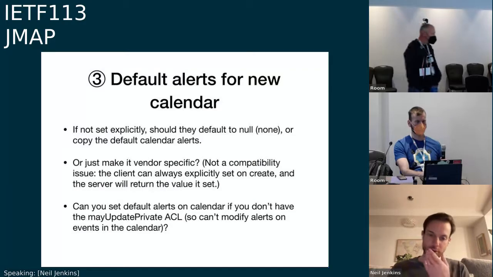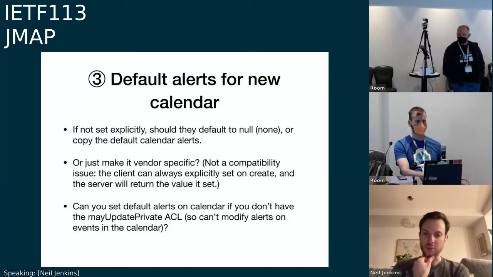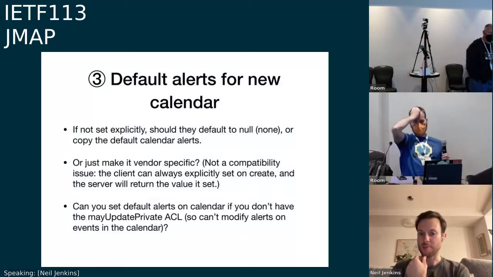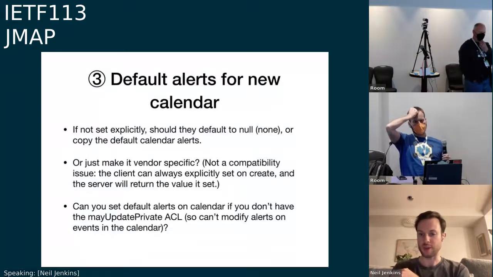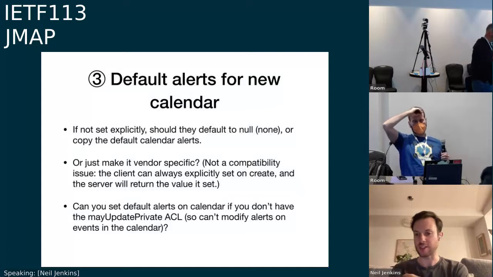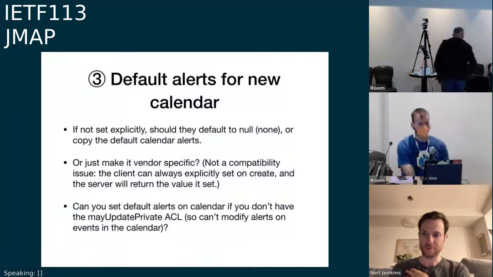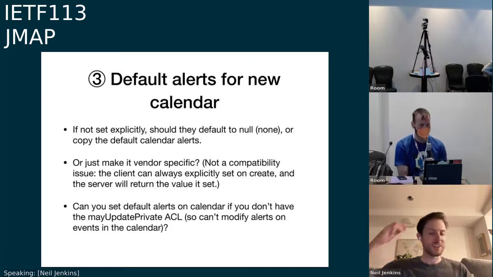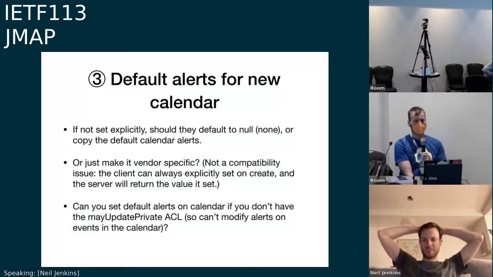Cool. Possibly the more interesting question is the one at the bottom of this slide here, which is, are you allowed to set default alerts on a calendar if you don't have the mayUpdatePrivate ACL, which is the ACL you need to be able to update alerts on individual events in that calendar? Anyone want to pop in for that? Does that require more thinking? My opinion is that no, you shouldn't be able to. That does seem reasonable. Like, if I can't set alerts on individual events, why should I be allowed to set default alerts?